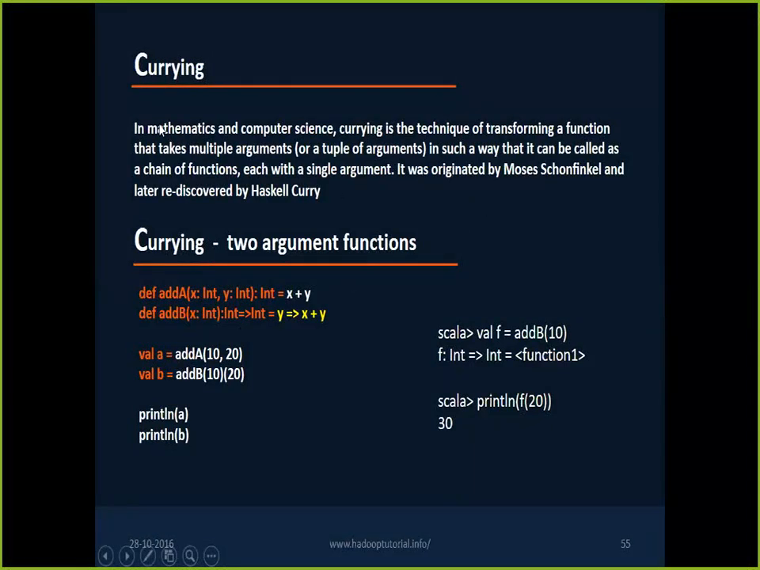Currying, in mathematics and computer science, is a technique of transforming a function that takes multiple arguments in such a way that it can be called as a chain of functions, each with a single argument. I didn't find any real-time advantage of using this much. I'm not a big fan of it, at least. If you feel like it makes sense to you, just start. Otherwise, I don't recommend it.